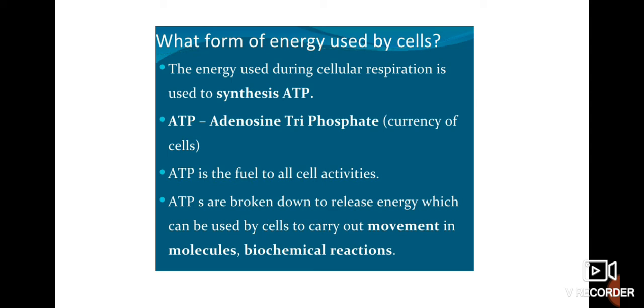Now, as we discuss the form of energy, we have already told you that the energy generated within the cells is called ATP, full form adenosine triphosphate, that is known as the energy currency of the cell. This will provide fuel to all the cellular activities, whether it is movement, locomotion, or any biochemical reaction that is taking place within the body.